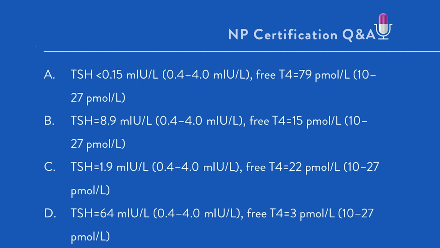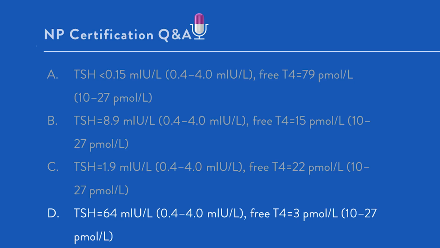Option D, the TSH is markedly elevated at 64, with the upper limit of normal being 4, and the free T4 is 3. The lower limit of normal is 10. And therefore, the amount of circulating thyroid hormone is 30% at very best of what it should be. At the same time, the anterior lobe of the pituitary is pouring out a lot of TSH, but this poor dysfunctional thyroid, even with all that extra stimulation, cannot produce enough hormone. This is, of course, the correct answer.